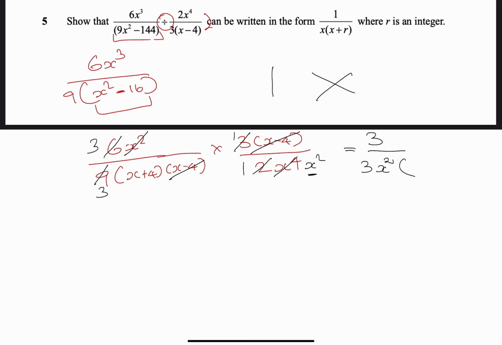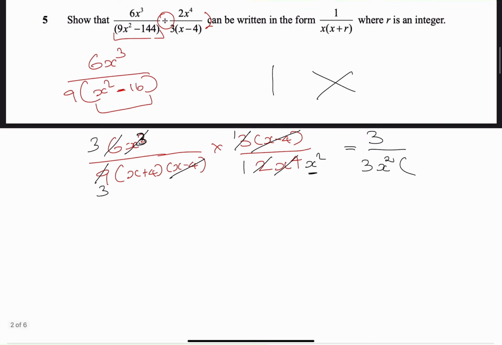Sorry, that was an x cube here. If you divide it by x cube, it's just an x here. So 3x. What is the other one? x plus 4. And also, if you look at it, on the top and bottom you can divide by 3. 3 divided by 3 is 1 and 1. So that's basically 1 over x bracket x plus 4. Okay?